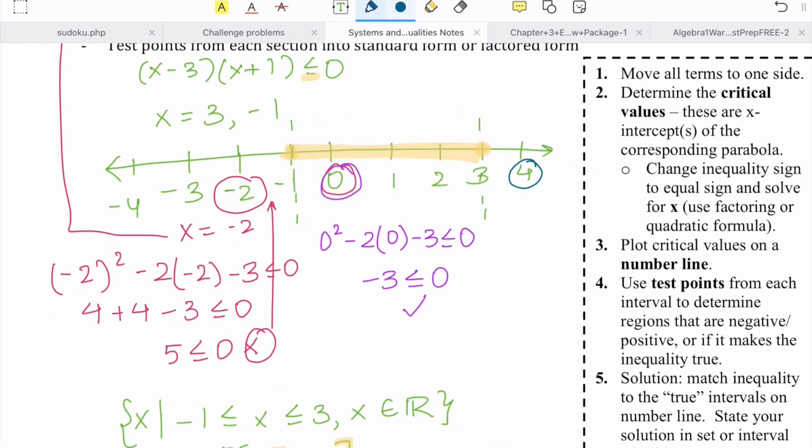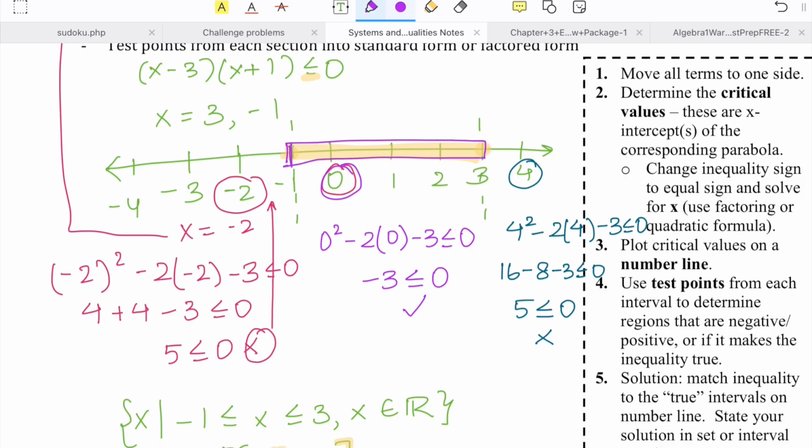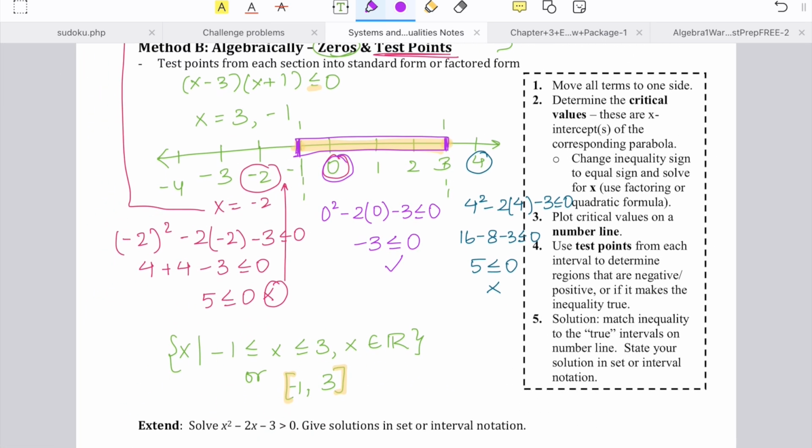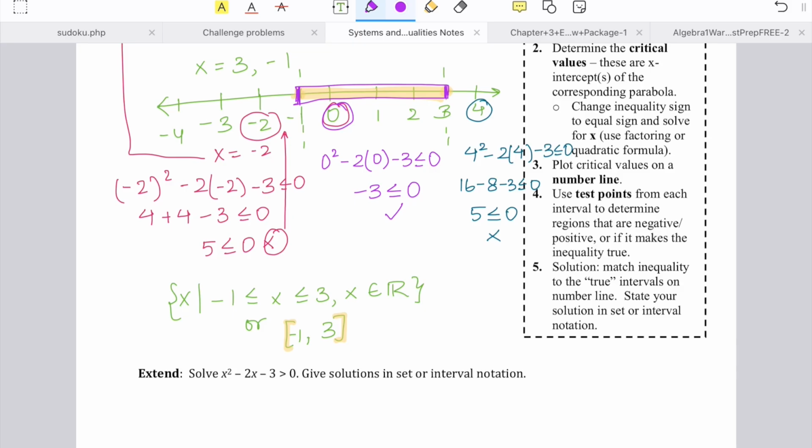Let's take 4 now. 4 squared minus 2 times 4 minus 3 should be less than or equal to 0. 4 squared is 16, minus 2 times 4 is 8. So 16 minus 8 is 8, 8 minus 3 is 5. Is 5 less than 0? No, it is not. So it's not part of the solution. The only thing that's part of our solution is this, where 3 and -1 are also part of it. Okay, that's it.